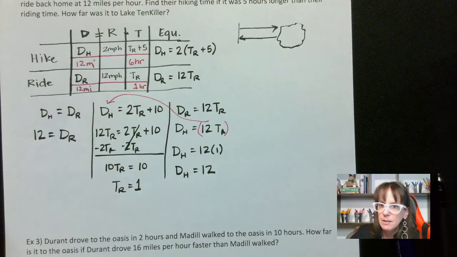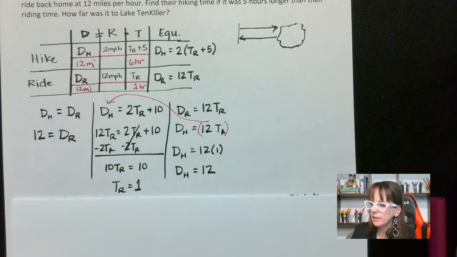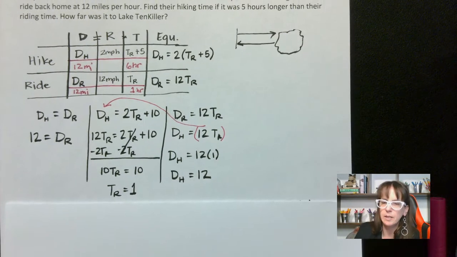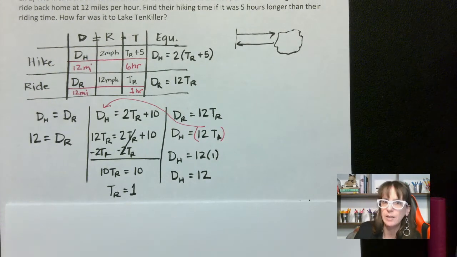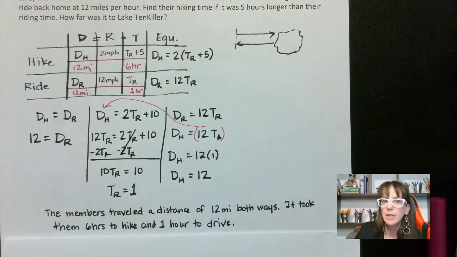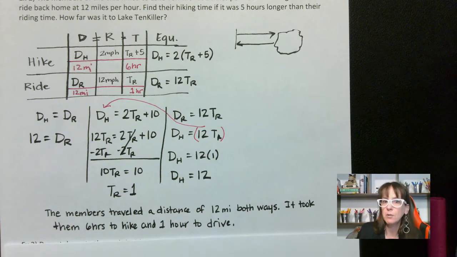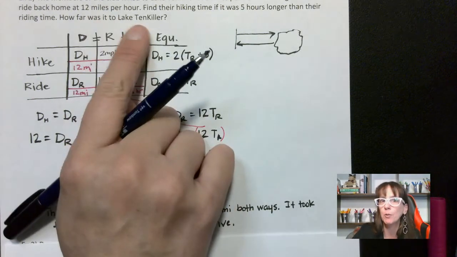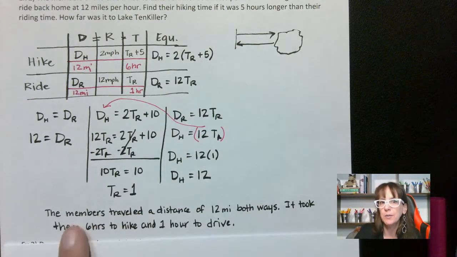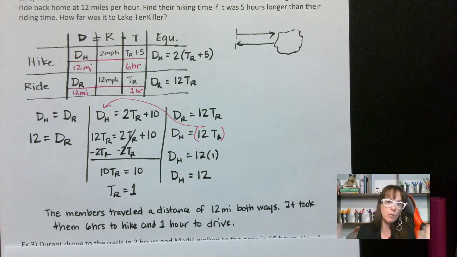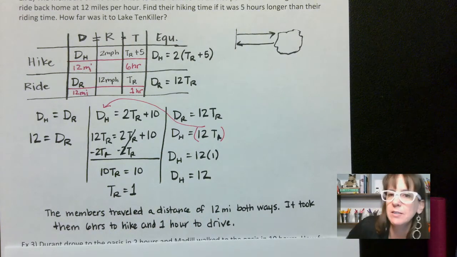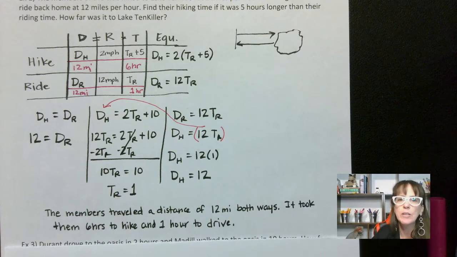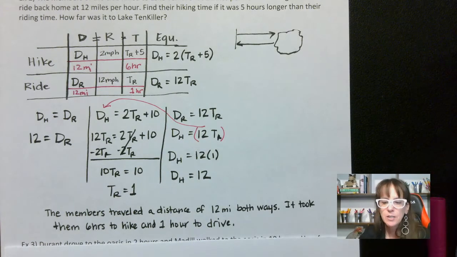Okay. All right, so just a reminder, I like for you to answer word problems in a complete sentence, and especially with these, you can answer with excess information. So the members traveled a distance of 12 miles both ways. It took them 6 hours to hike and 1 hour to drive. If we go back and look at the question, it says how far was it to Lake Tenkiller? So the members traveled a distance of 12 miles. So it was 12 miles away. And so that second sentence isn't totally necessary, but it is a really good idea to have that there.